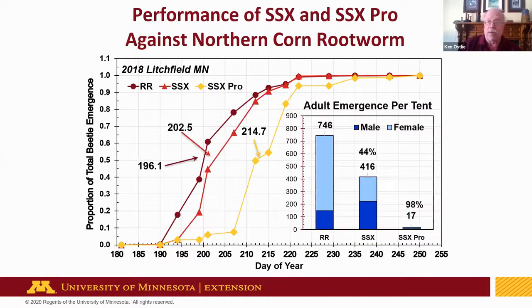And let's take a look at one more field. This is that field by Litchfield that had Northerns, where we had smart stack selection. And in this case, resistance, you might recall, was starting to show up with smart stacks where we're getting reduced kill. And you see that here where we're only getting a 44% reduction in beetles emerging from smart stacks. And in this case, the RNAi is obviously adding a lot because you're getting 98% control with the Smart Stacks Pro.